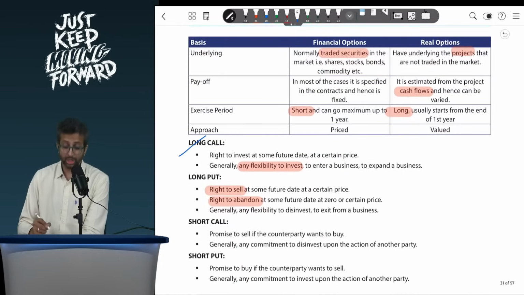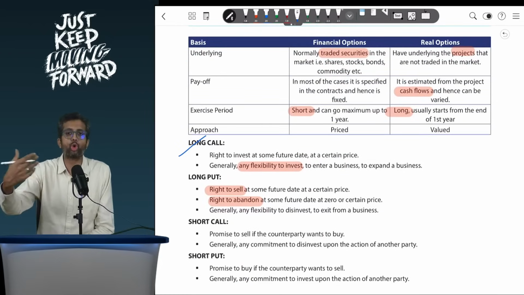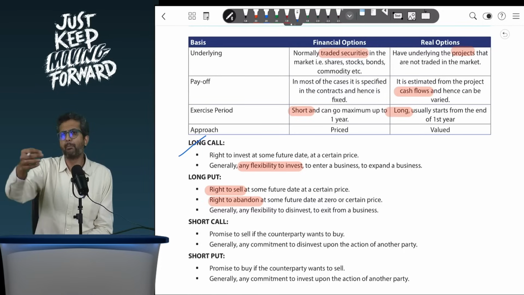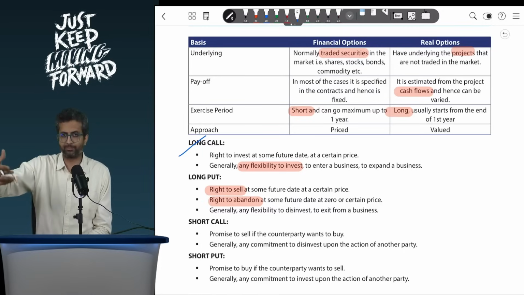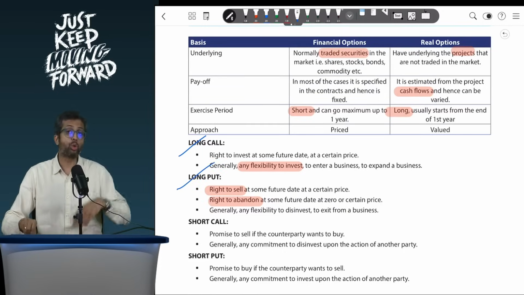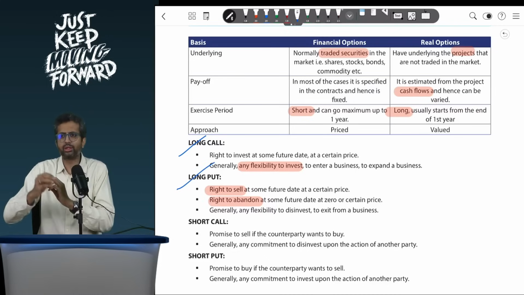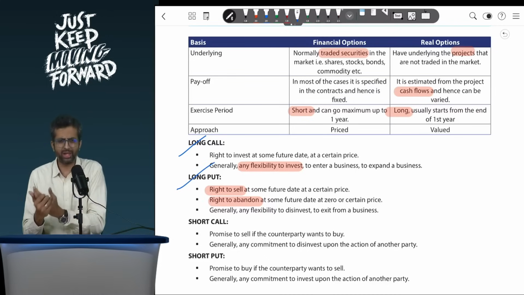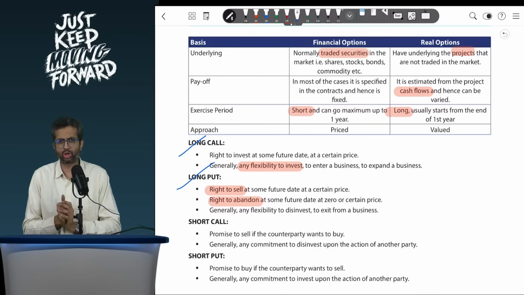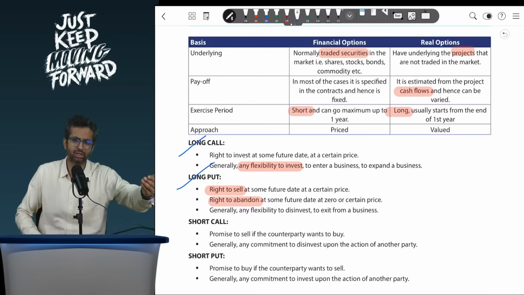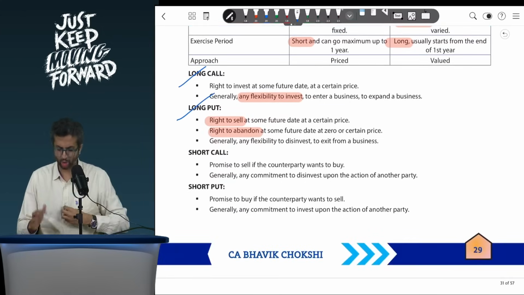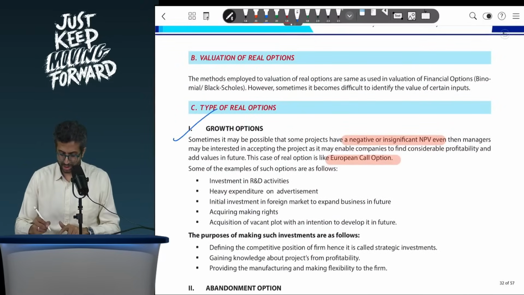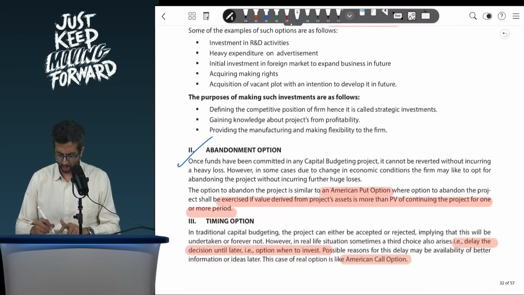So there can be a long call, which is like a growth option or a timing option, where you want a right to buy a project but maybe not immediately, you want some time. That is a long call. A long put is like an abandonment option, where you want a right to sell in case the project is not doing well. A person who is giving that call or giving that put, there will be a short call or short put, as the case may be. So as we have discussed over here, there are three options: growth options, abandonment options, timing options.